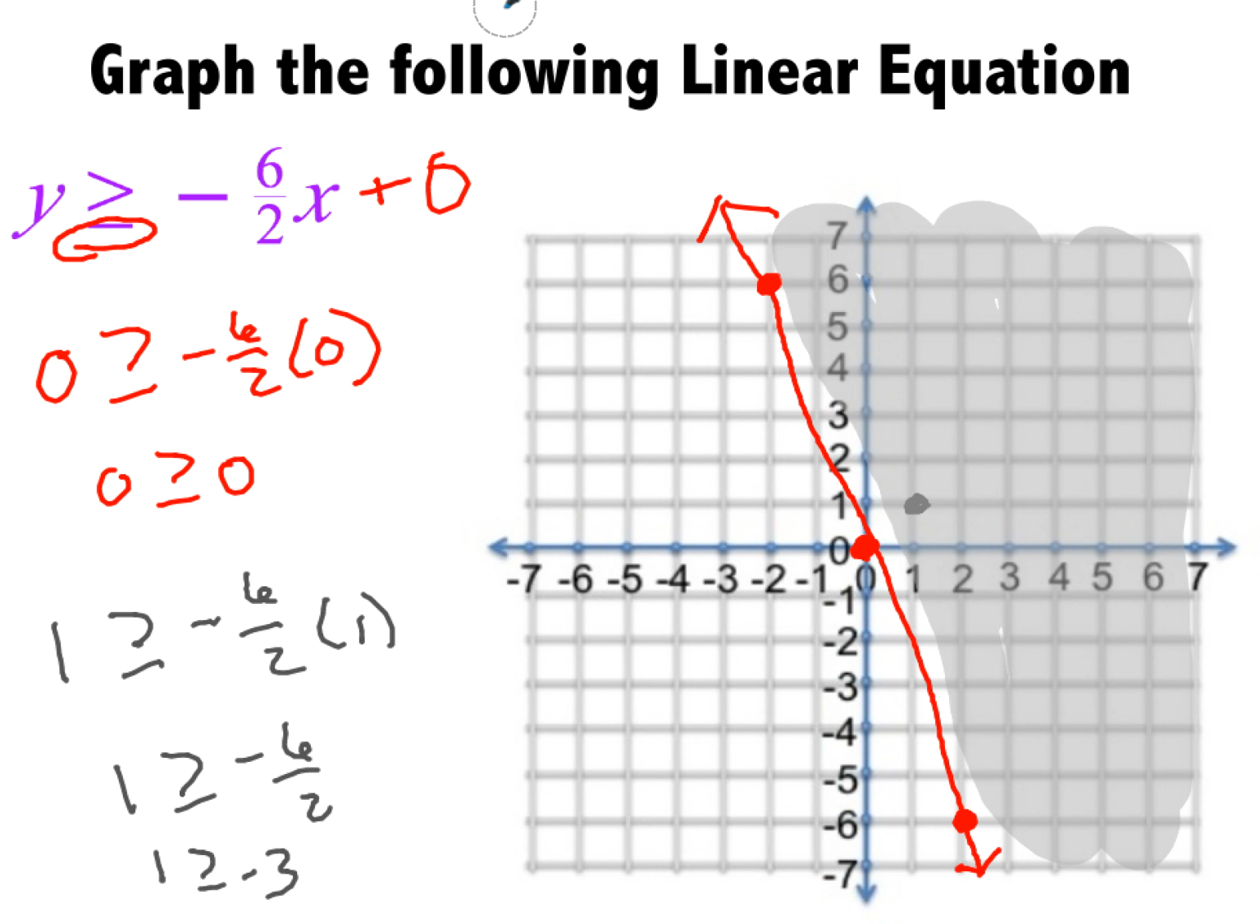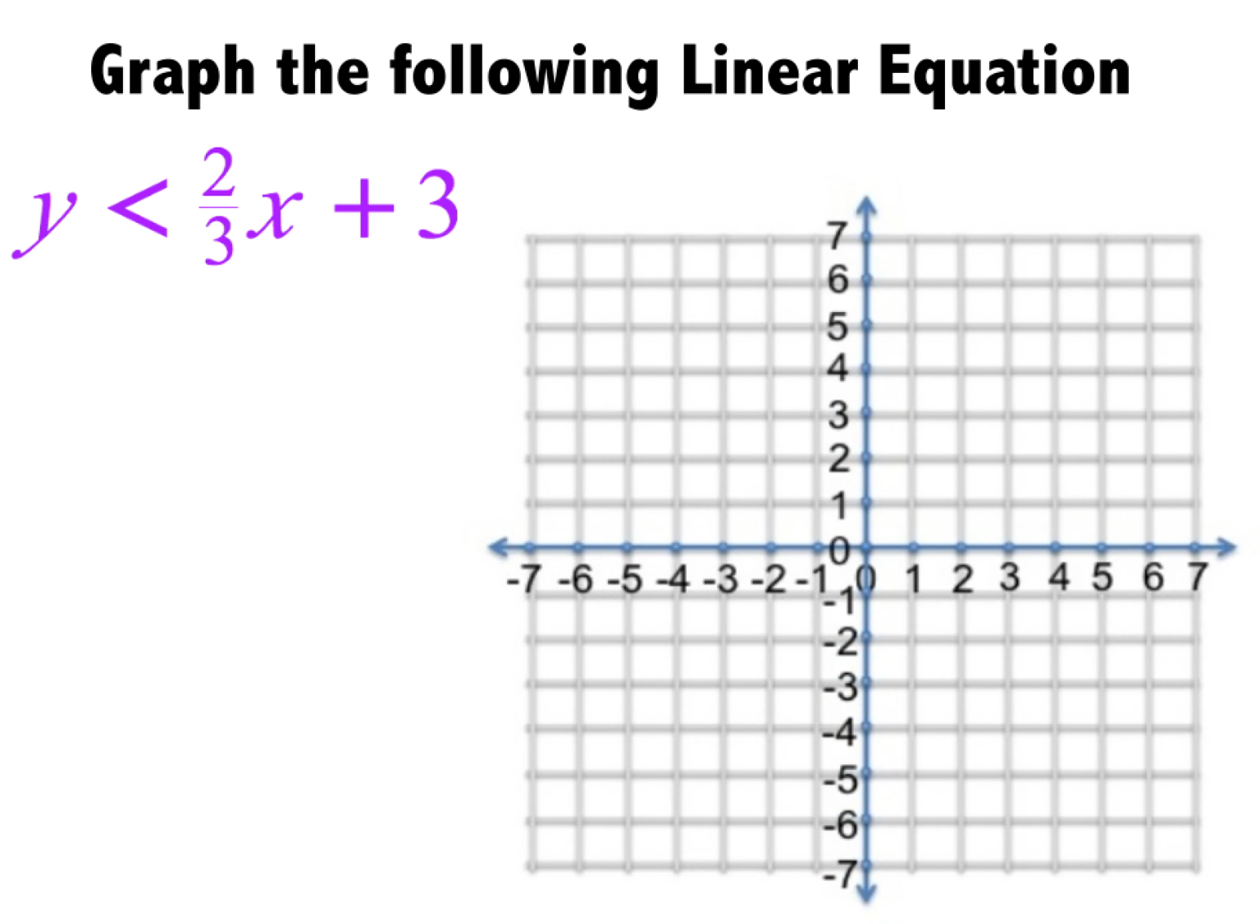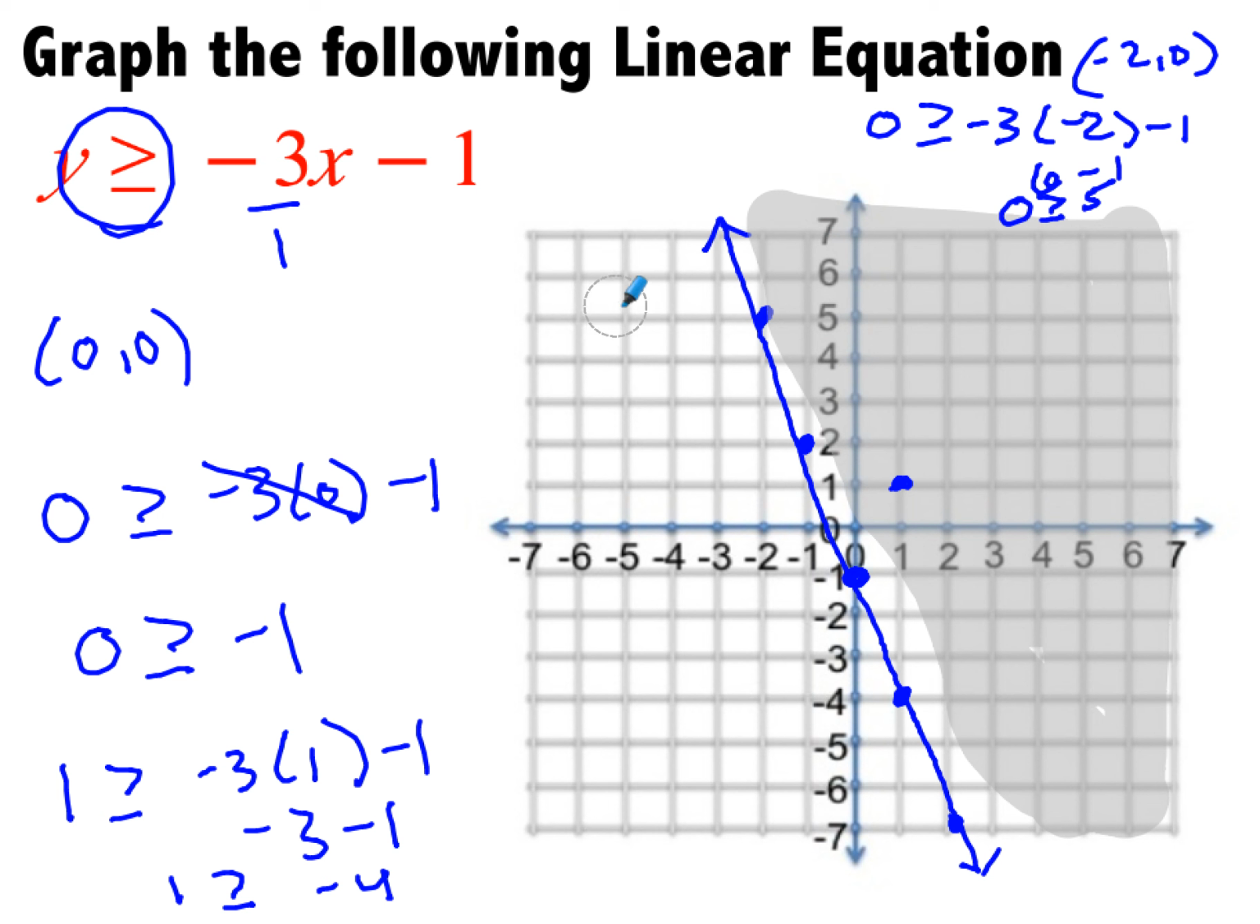So that's it, you guys. The biggest thing is we need to follow those steps: graph it like you normally would any equation in slope-intercept form, then determine if it's a solid or dashed line, and then shade it on the correct side, whether it's on the left side of the line, the right side, above it, or below it. It doesn't matter.